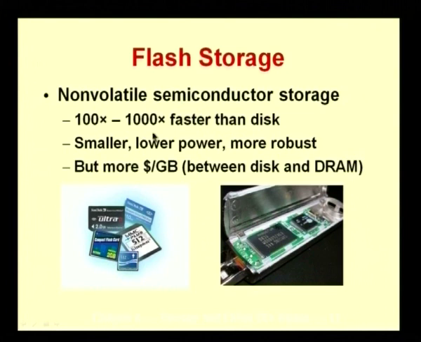It is about 100 times to 1000 times faster than a disk and it is smaller, lower power and more robust. The only thing is of course it is more expensive, more dollars per GB between disk and DRAM. Okay, that is the kind of thing that we have. So, this is just a picture of what is there inside your USB stick. You can see that there is some kind of a controller device and there is a flash device that is sitting inside your USB disk.